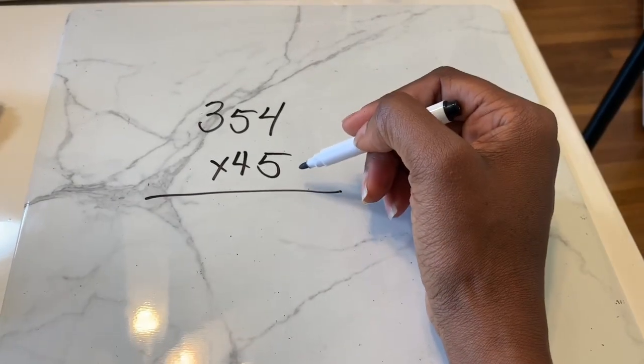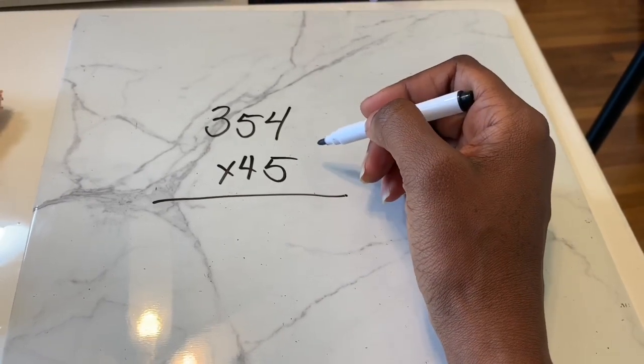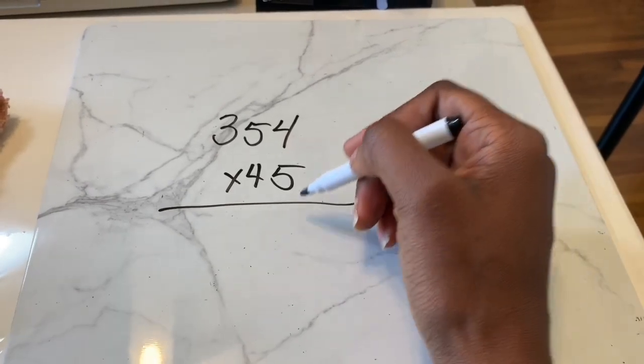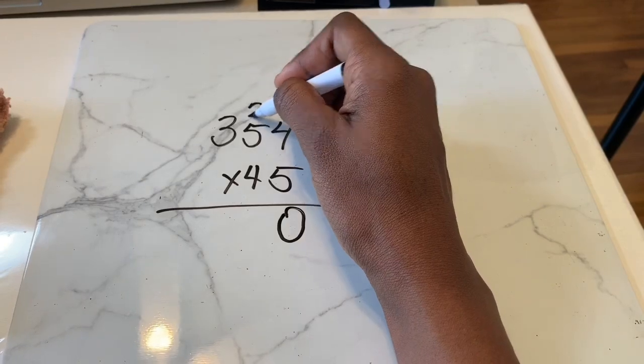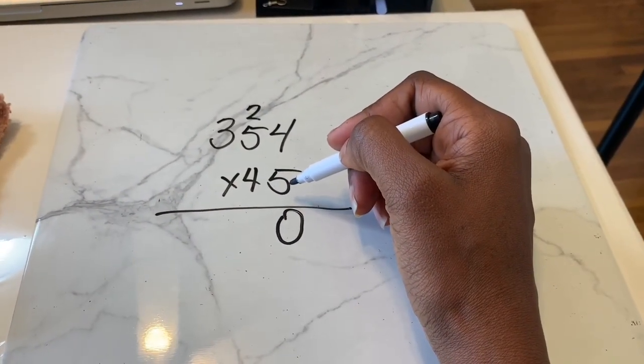We always want to start in our ones place. 5 times 4 is 20. Can we put down the whole 20? No, only the ones place number goes down. So 0 goes down and 2 regroups to the tens place. Now the 5 is going to have to multiply by every number on the top.